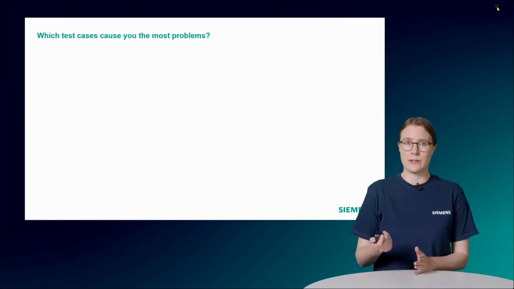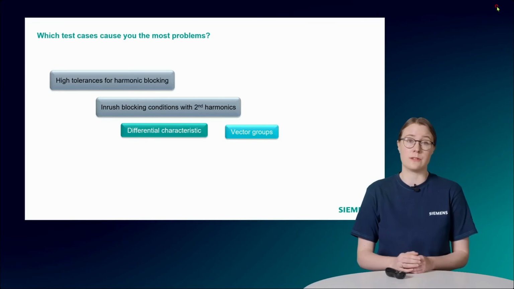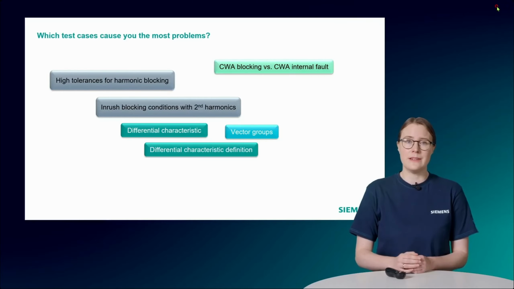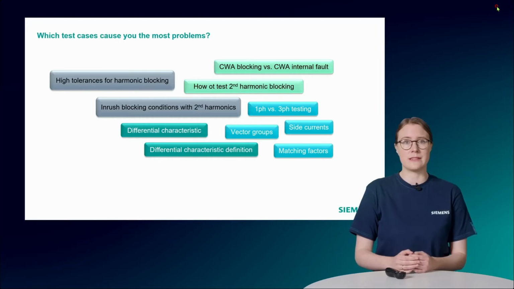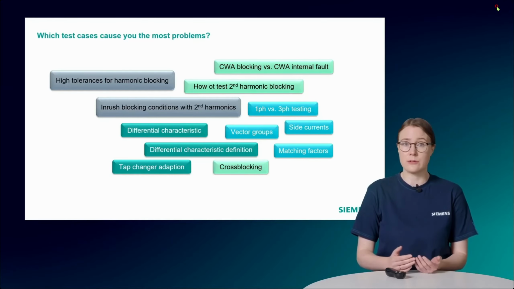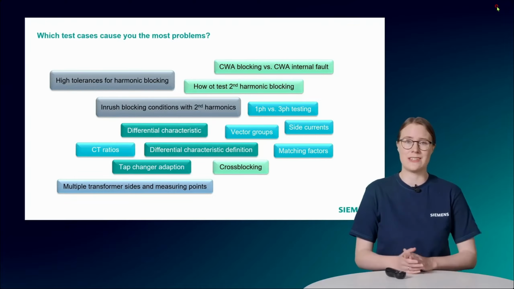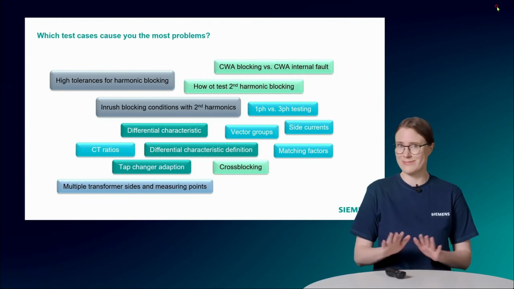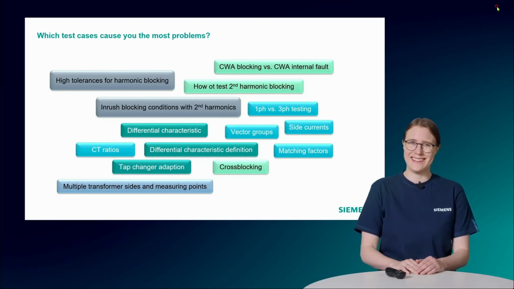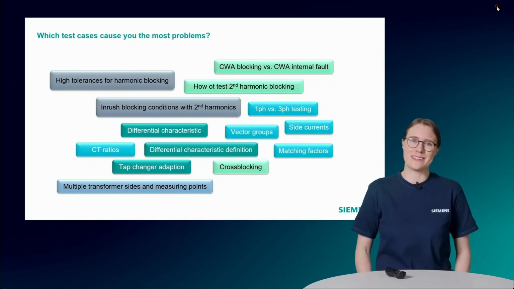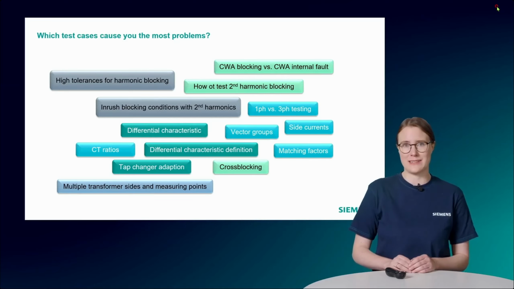The next question we asked the customer was, which test cases cause you the most problems? Here, on the one hand, points were mentioned that result from measurement processing done in the relay, such as vector groups, side currents, matching factors, tap change adaptation, and so on, which can get complicated, I admit. On the other hand, the blocking functionalities that we offer were mentioned as challenging when it comes to testing.